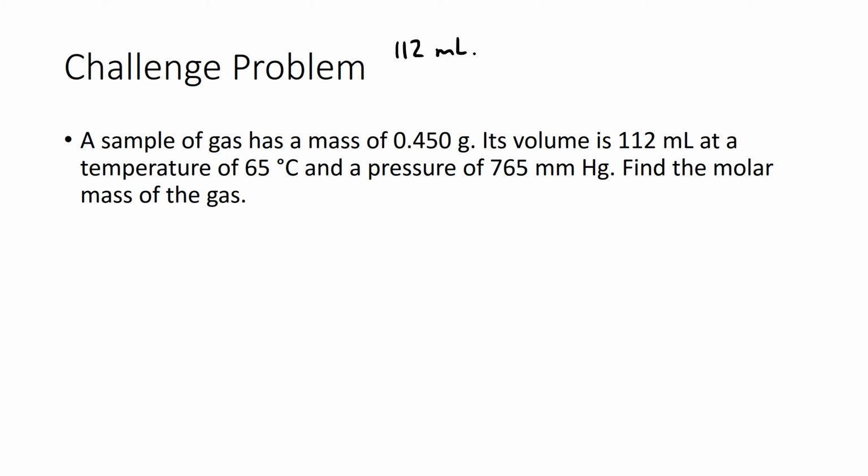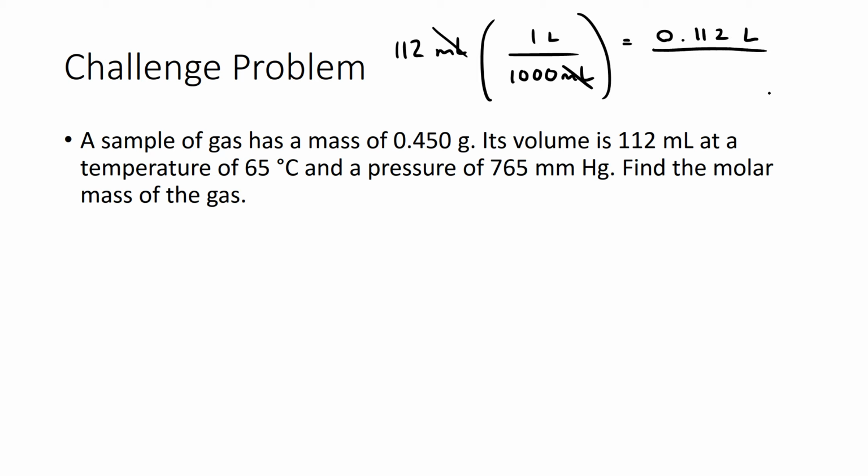If we're given 112 milliliters, and we know that there are 1,000 milliliters in 1 liter, when we divide these out, we'll have 0.112 liters. Our temperature is 65 degrees Celsius, and to go to Kelvin, we're going to want to add 273.15. That's going to give us a total of 338.15 Kelvin.